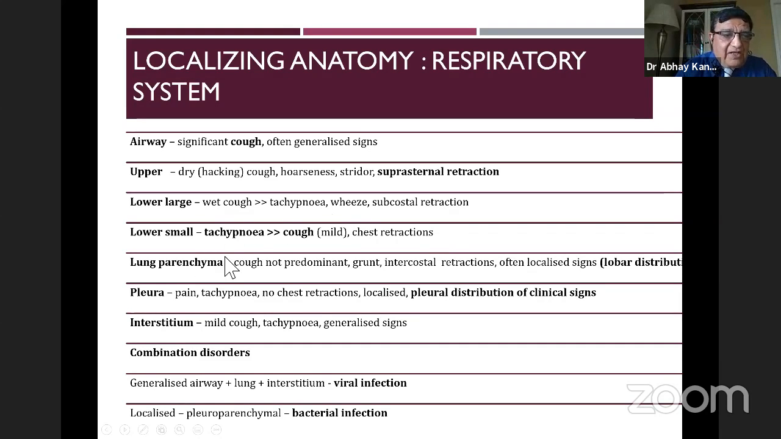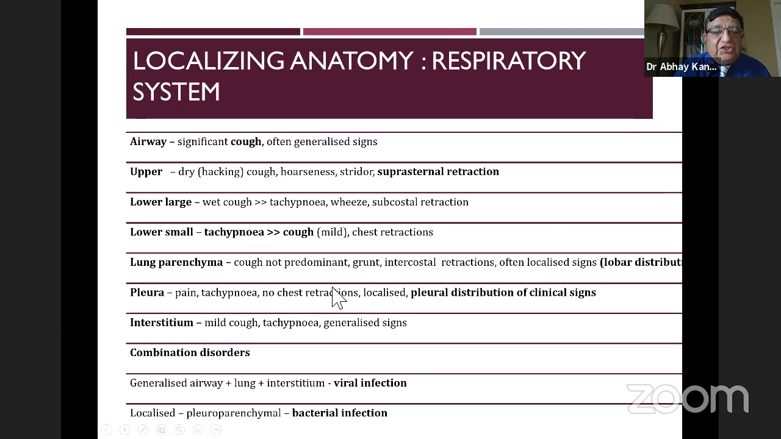As far as the lung parenchyma is concerned, cough is not a predominant feature, but on the contrary, the child will have a grunt. There may be an intercostal retraction. Sometimes localized signs will be there. The child may have bronchial breathing or a localized crepitation. So remember that grunt is nothing but a natural CPAP. So this is the involvement of the lung parenchyma. When the pleura is affected, usually pain is the important feature. The child will have chest pain, and there will be tachypnea.